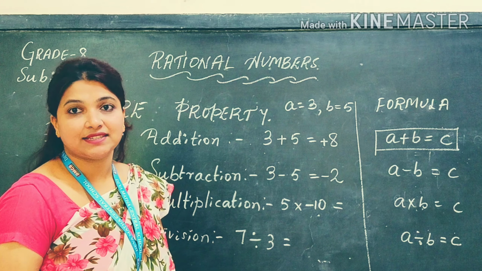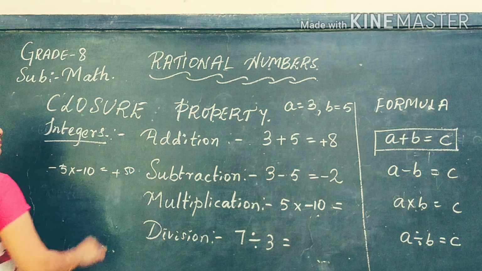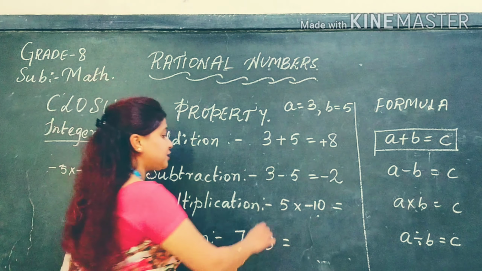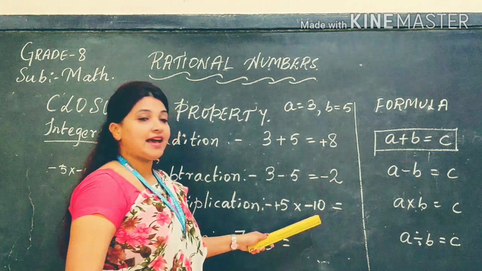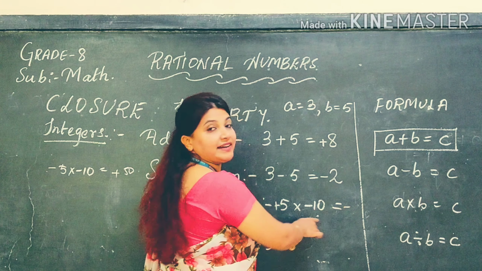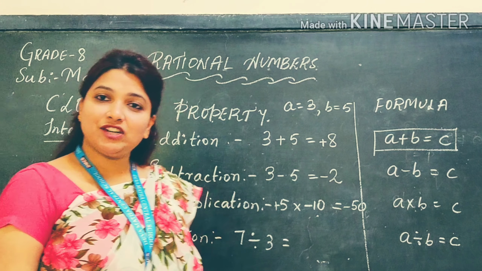Why negative sign? Because it is multiplication. If it was minus 5 into minus 10, then I would directly multiply 5 tens are 50, and minus into minus is plus. But here my 5 has a positive sign and 10 has a negative sign. So plus into minus is minus, 5 tens are 50. So you tell me, is minus 50 an integer?